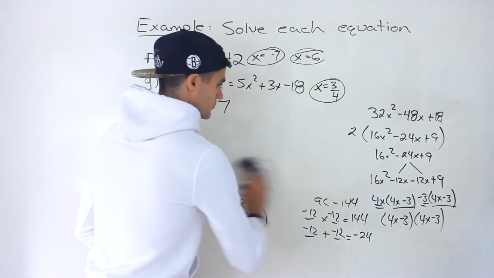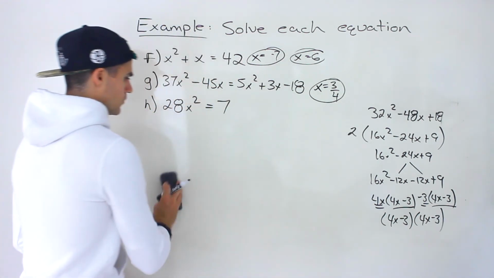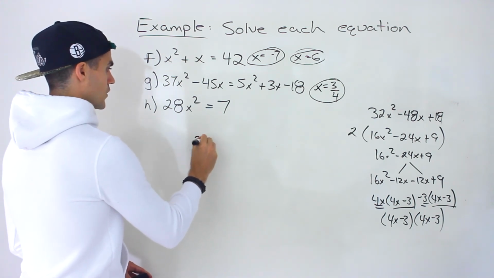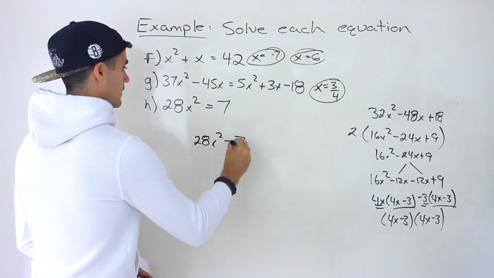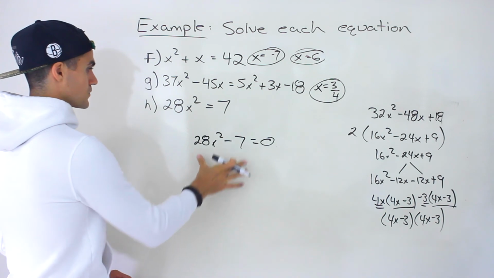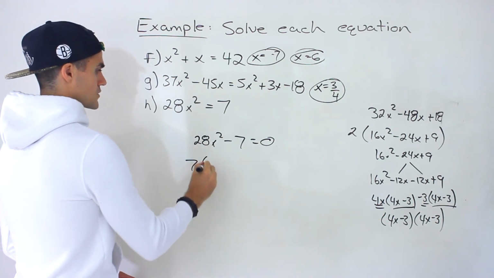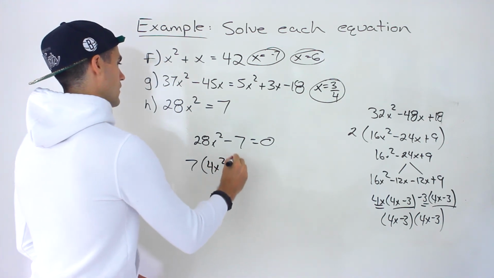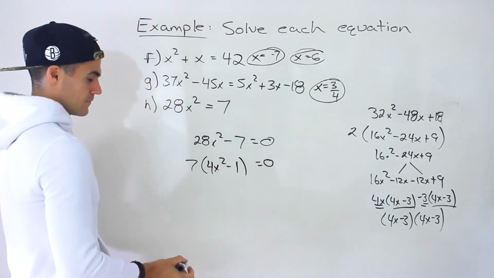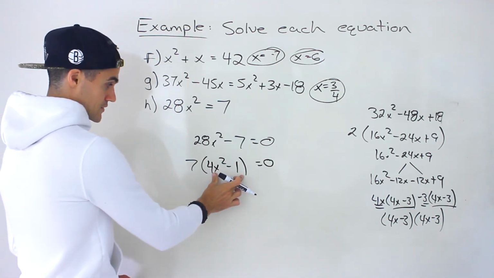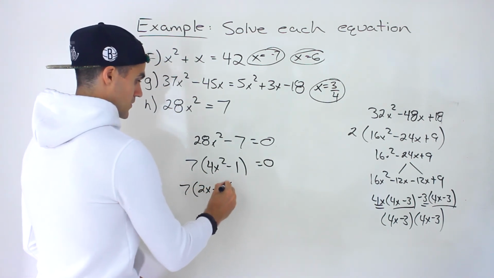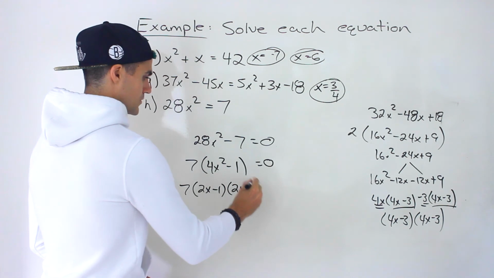Then part H looks a little weird, but this is actually not too bad because we bring the 7 over. And then I think we're going to end up getting a difference of squares here. So notice we could take out a 7. Let's actually do it all in one, like that. And then notice this is a difference of squares over here. That's going to factor into 2x minus 1, 2x plus 1.